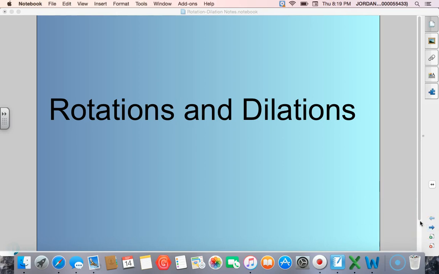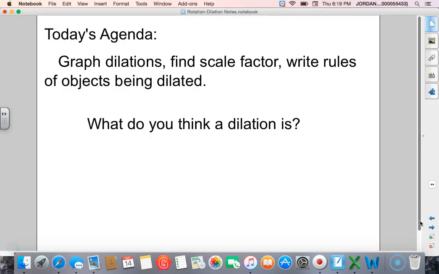All right, dilations, a new and the last type of transformation we're going to be talking about. We're going to work on graphing dilations, finding scale factor, which is a new term for us, and writing rules of the objects that are being dilated.